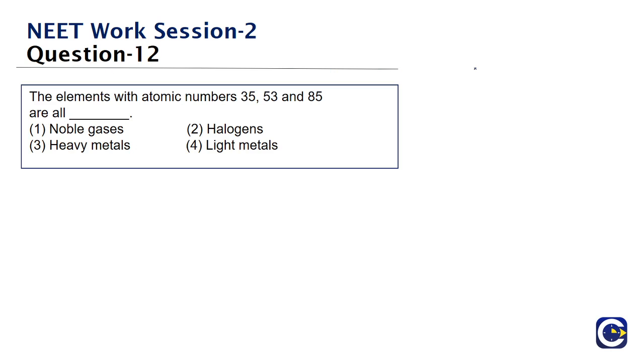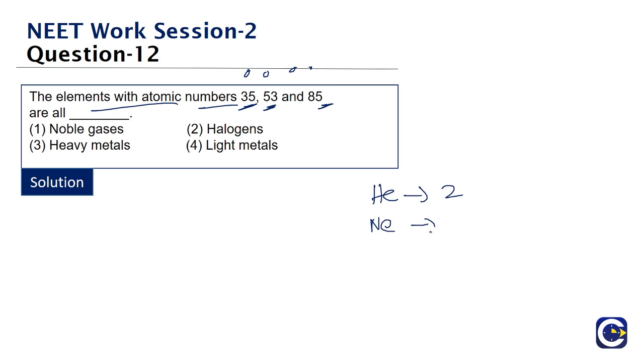Next we have a question that is again based on identifying the position of the elements. So the elements with atomic numbers 35, 53, 85. So if you remember these atomic numbers, at least some of them, right, we will be able to answer it. But anyway, look at it now. So 35, 53 and 85. So to answer these kind of questions, we have been telling that we better remember the inert gas elements' atomic number. So helium 2, neon 10, argon 18, then krypton 36, xenon 54, then radon 86.